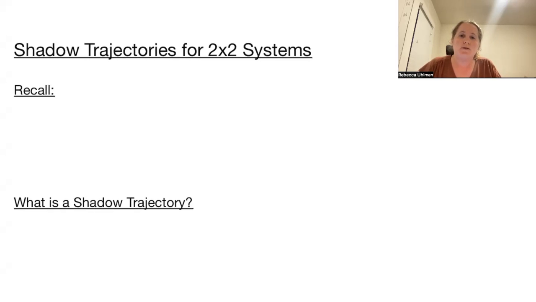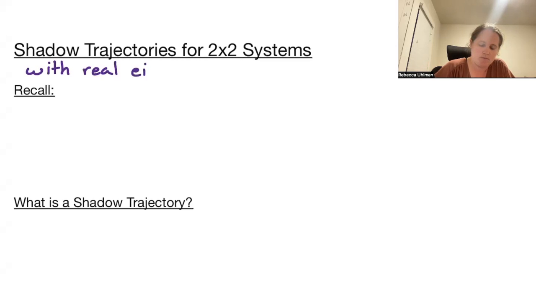To shadow trajectories for 2x2 systems. Specifically, we're going to focus on systems with real eigenvalues and two linearly independent eigenvectors.